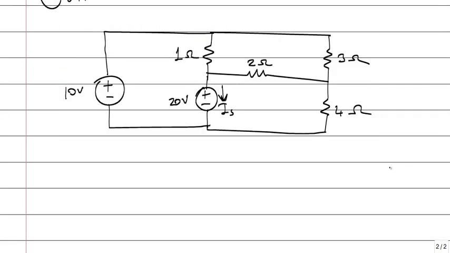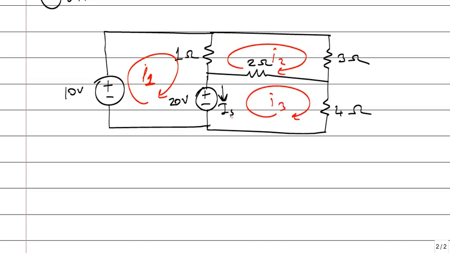First step is to define some mesh currents. How many meshes are there in this circuit? First mesh, let me say I1. Second mesh, I2. Third mesh, I3. There are 3 mesh currents, 3 meshes in that circuit. The second step, first step was define mesh currents.